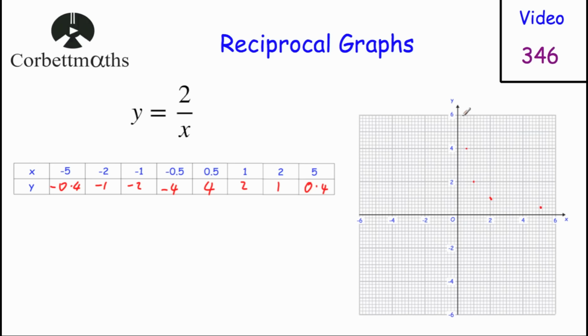Now what we're going to do is draw a nice curve through them. This is quite tricky on the computer, so just bear with me. Okay, this won't be perfect, but it's just going to be a nice curve that looks something like so. That's not too bad. And as you can see, the curve never actually reaches the y-axis, because 2 divided by 0 is undefined. You can't divide 2 by 0. So this curve will never actually reach the y-axis.